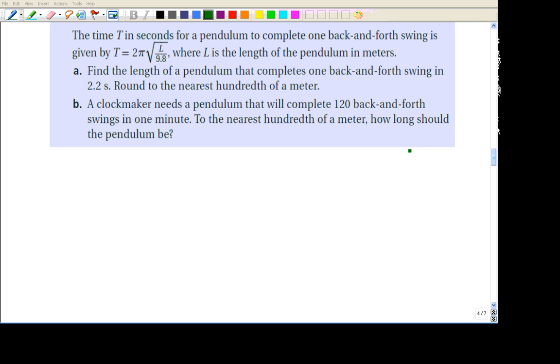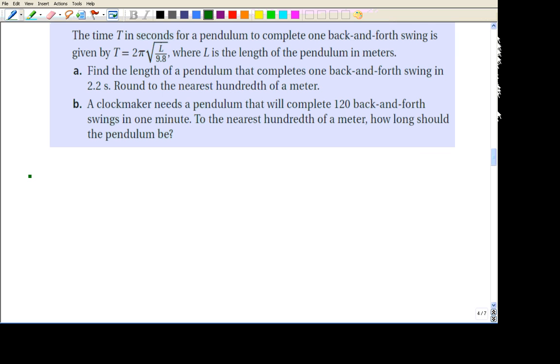Okay, now let's look at number 52. The time t in seconds for a pendulum to complete one back and forth swing is given by t equals 2 pi times the square root of L over 9.8, where L is the length of the pendulum in meters. So part A, find the length of a pendulum that completes one back and forth swing in 2.2 seconds. Round to the nearest hundredths of a meter.